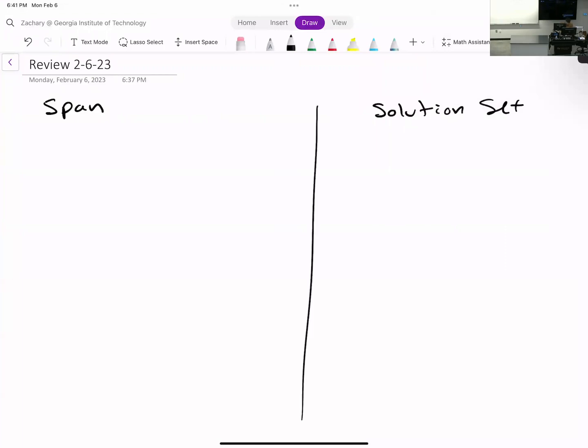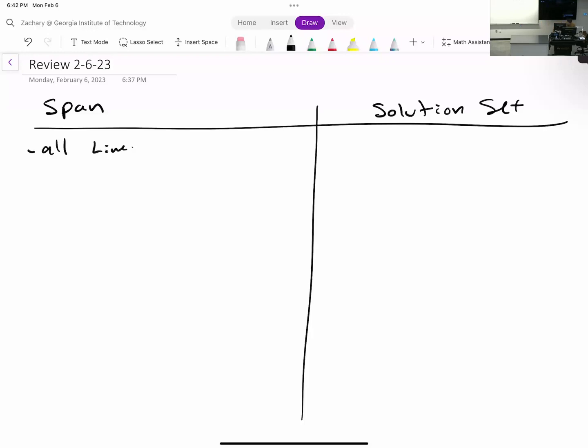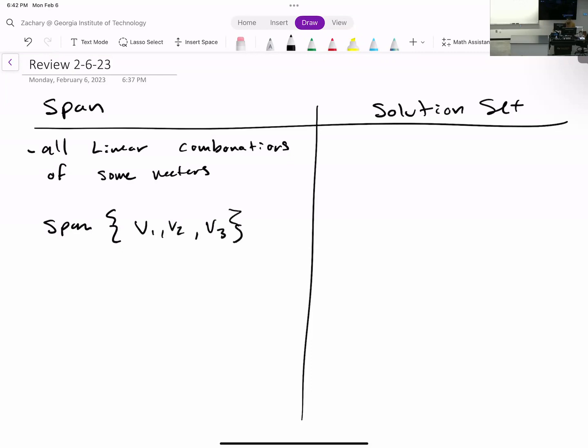All right. So what exactly is span? When we talk about span, we're talking about vectors particularly, okay? You have to be given a set of vectors or you have to be talking about some sort of geometric space to talk about a span, okay? And what a span is, it is all linear combinations of some vectors, whatever they may be. And what this will usually be notated as is span of nice curly brackets, v1, v2, v3, v whatever, okay? So this is the same thing as saying span of v1, v2, v3, okay?